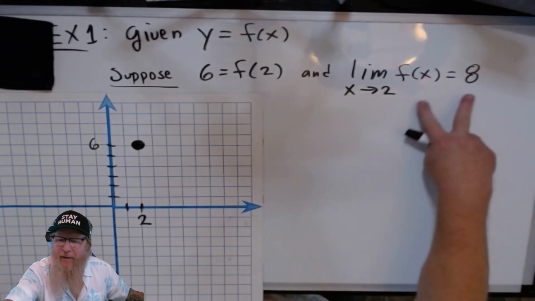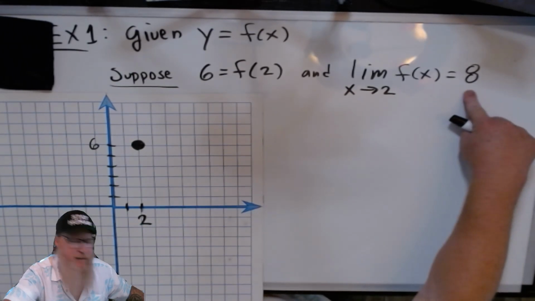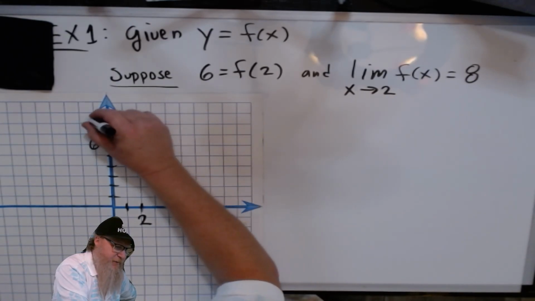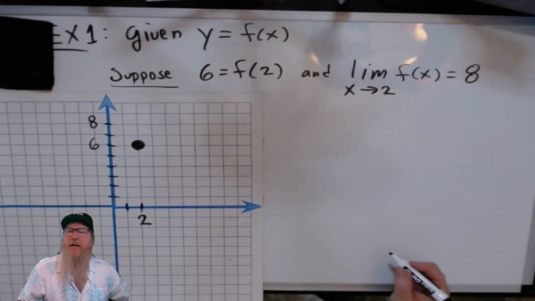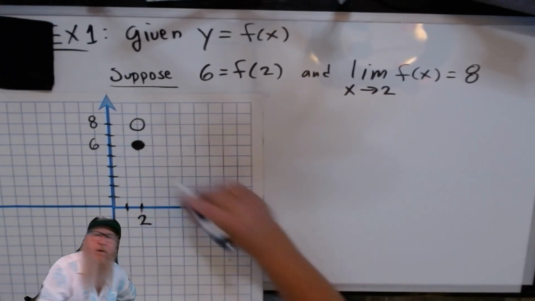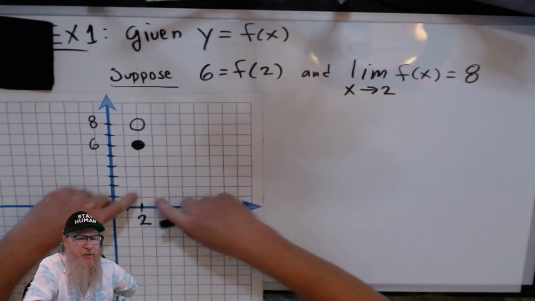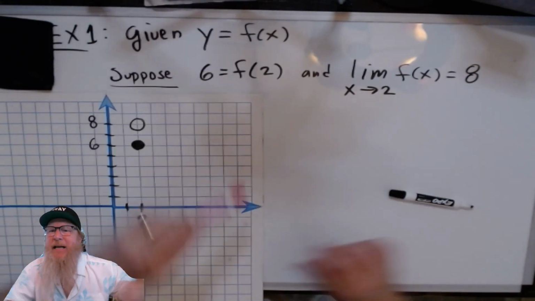And then we have the limit, L. So this is our L. And the limit is like a hole. We're getting close to x equals 2. This is what we mean by near.